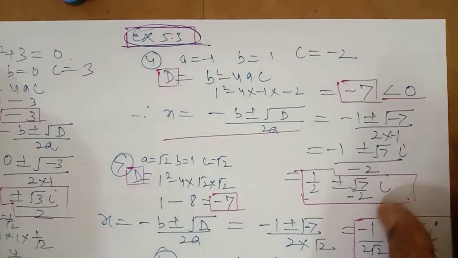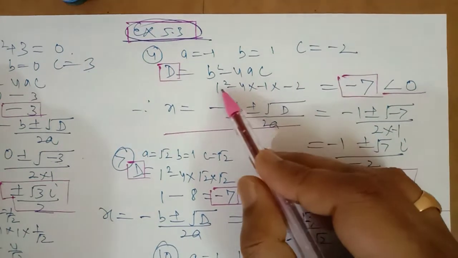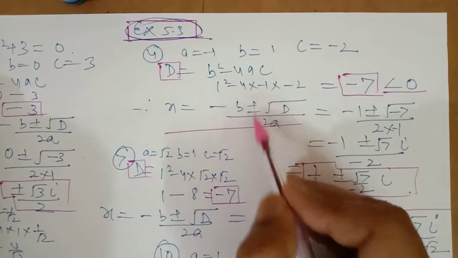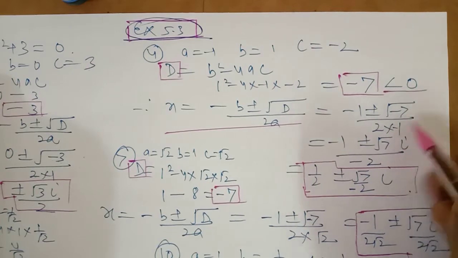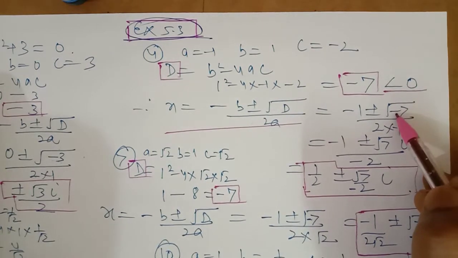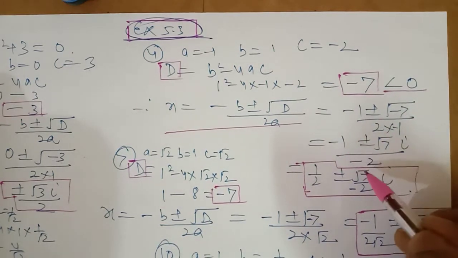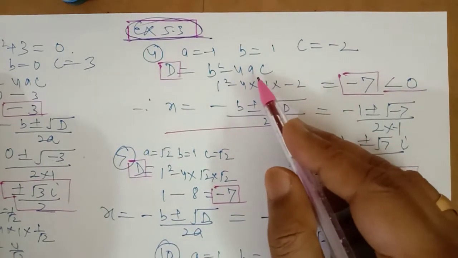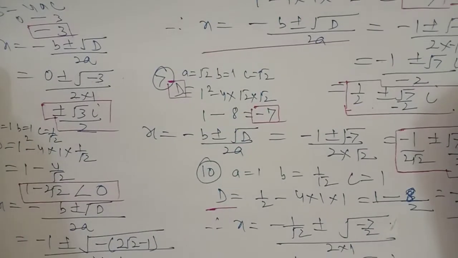So like that, you can solve these equations. I have taken question number 4, where a is -1, b is 1, c is -2. You find the discriminant. The discriminant is coming out to be -7, which is less than 0. So it will have imaginary roots. So x will be equal to -b plus minus root D upon 2a, that is -1 plus minus √7 i upon 2a. When you solve this root of -7, you can write √7 i. So the roots will be -1 upon -2 plus minus √7 i upon -2, which will be the roots of this quadratic equation. So these are some solutions of exercise 5.3.